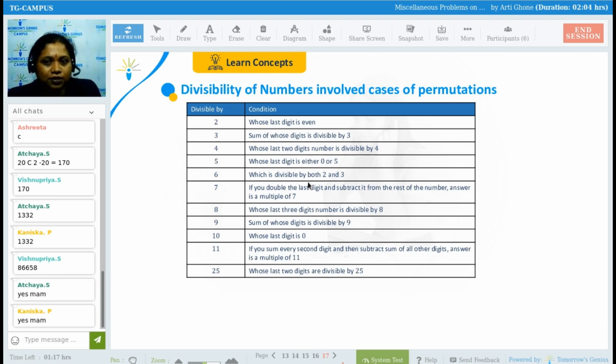What is the divisibility test of 2? Last digit is even. Divisibility test of 3: sum of digits is divisible by 3. 4: last 2 digits are divisible by 4. 5: either 0 or 5 is required in the final place. 6: exactly divisible by 2 and 3 both. If you double the last digit and subtract it from the rest of the number, the answer is a multiple of 7 - that is the divisibility test of 7. Whose last 3 digits are divisible by 8 is the divisibility of 8. Sum of whose digits is divisible by 9 is the divisibility of 9. Whose last digit is 0 is the divisibility test of 10. Sum of every second digit, then subtract the sum of all other digits, wherever it is a multiple of 11; and last two digits divisible by 25 is the test for 25.